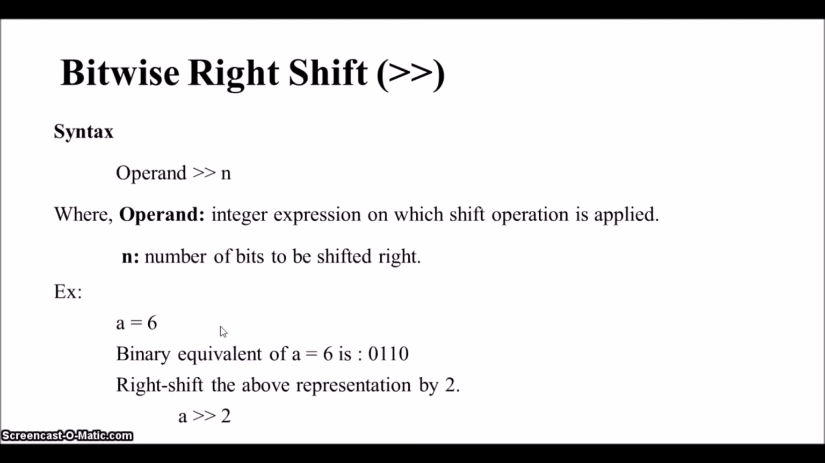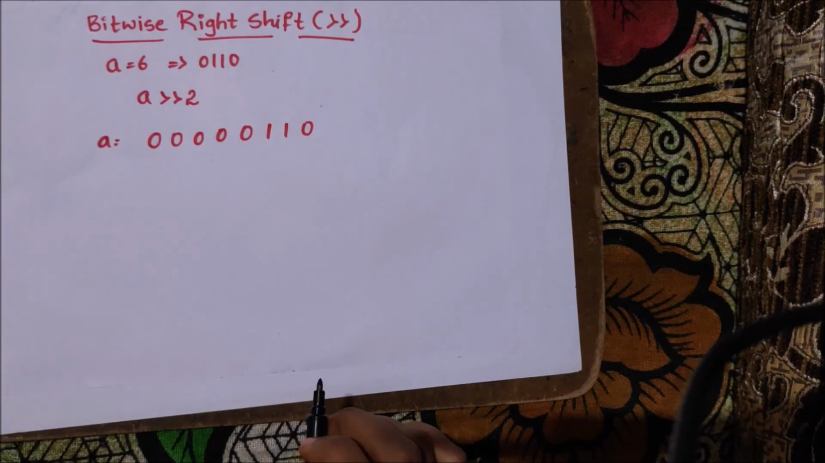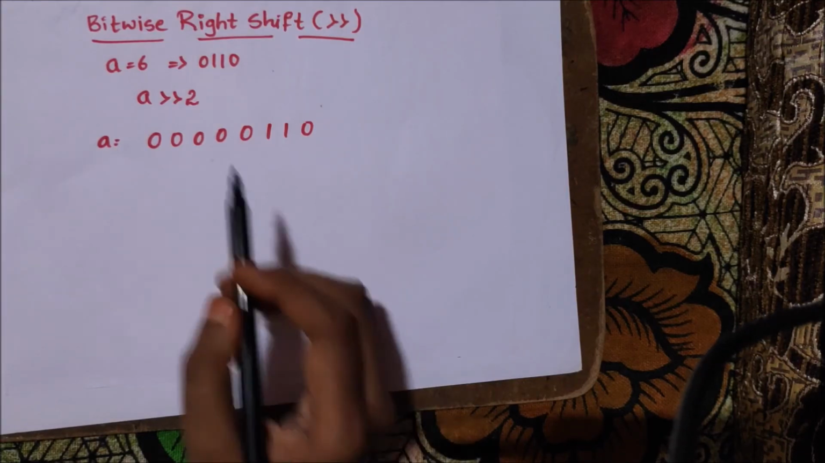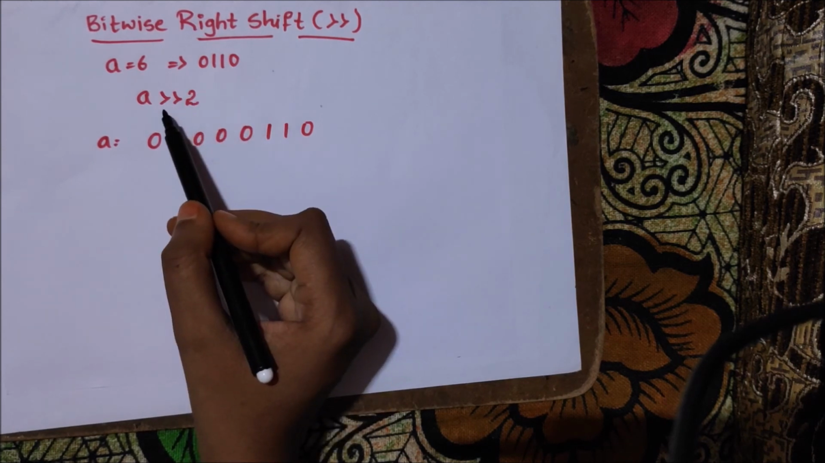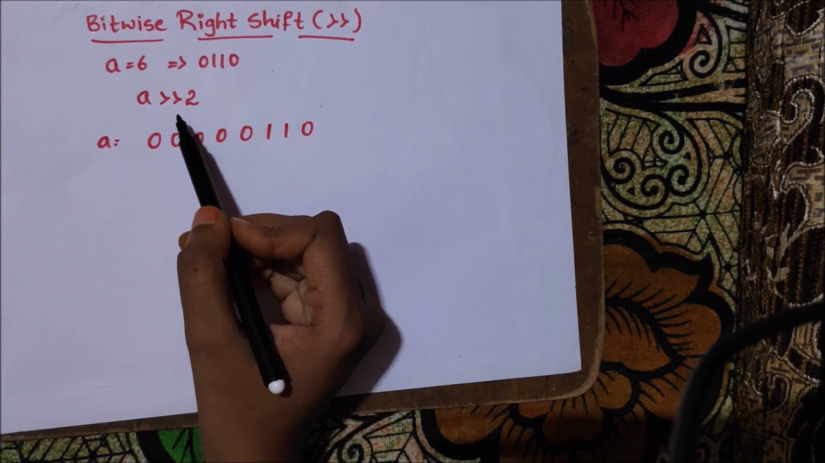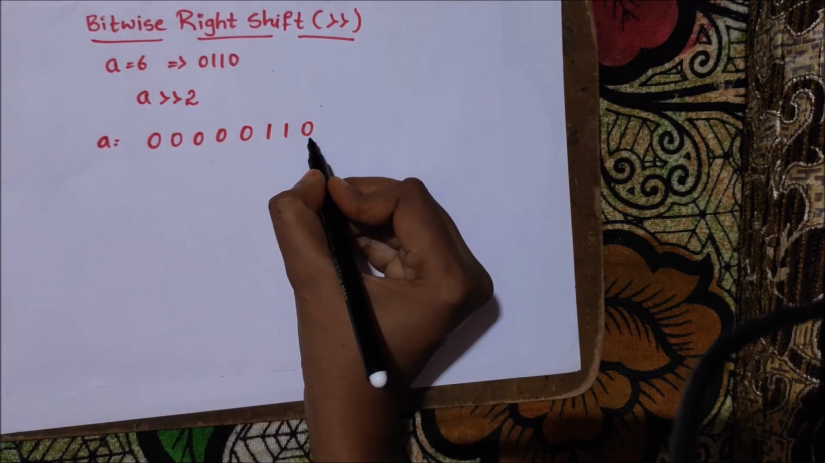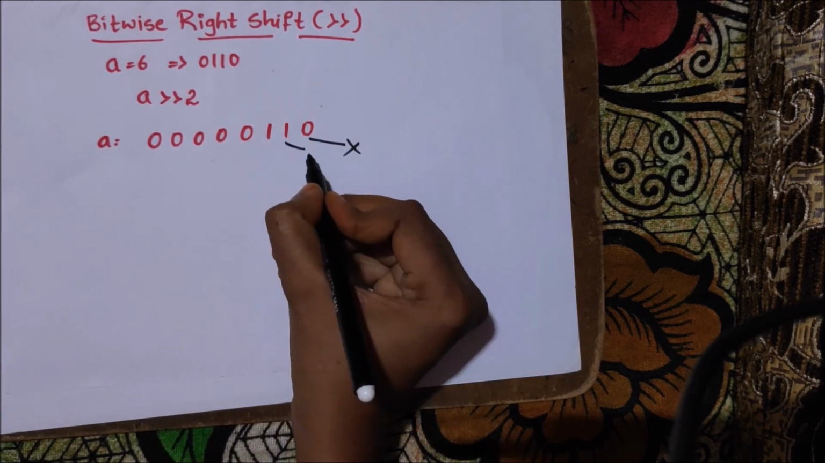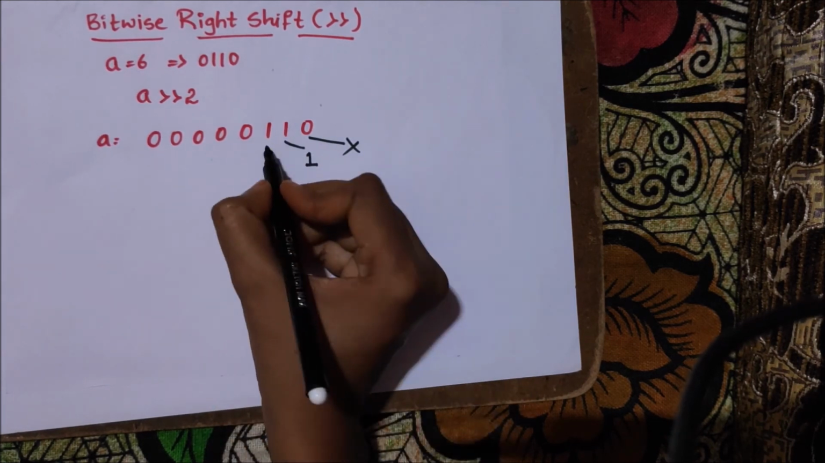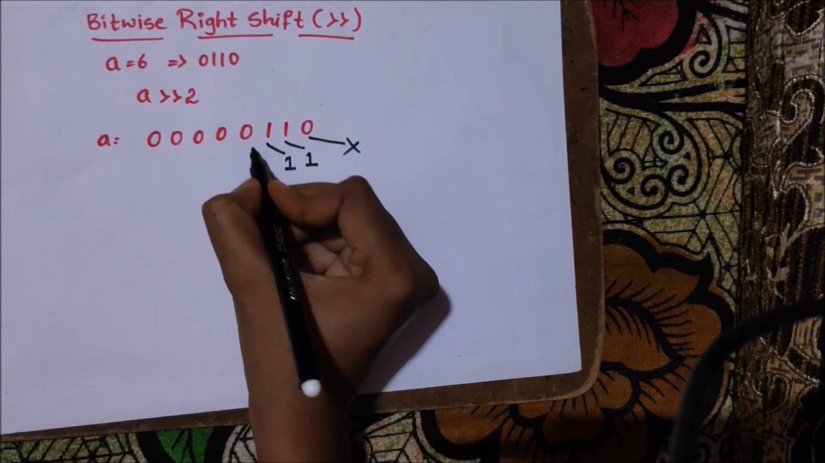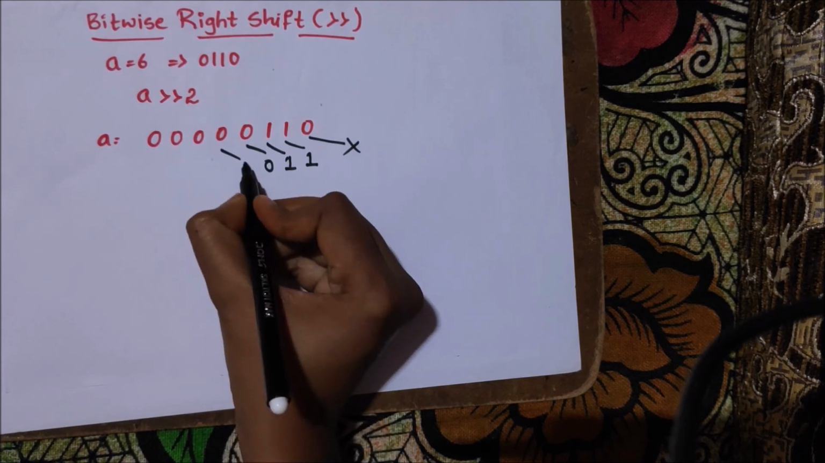For example, again let's take the example of the same 6. Now suppose we want to shift 6 to the right side 2 times, how is that performed? Let's check it out. Coming to the bitwise right shift operator, A is 6 and we want to shift this A 2 times to the right side. Again considering it as 8 bits, this 0 will be popped out, and 1 will come to the LSB position. Similarly, shifting it to the right side.